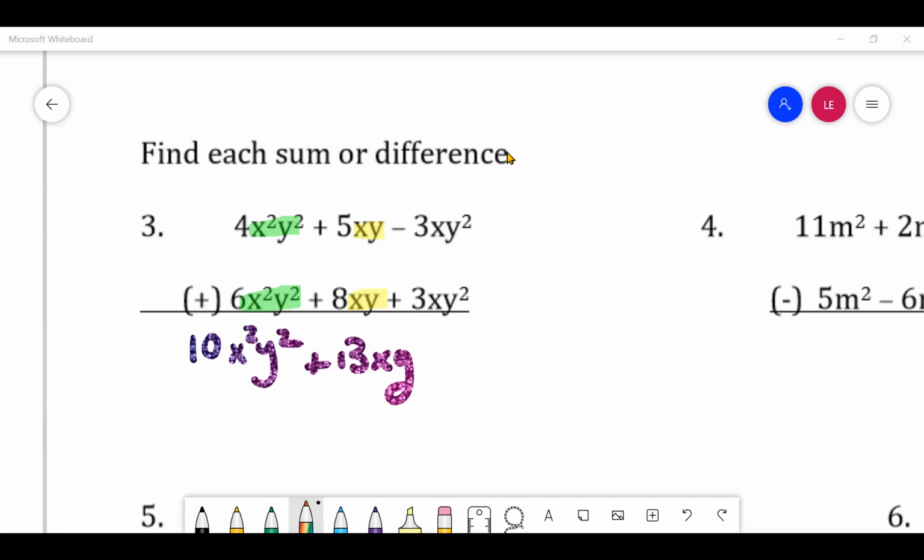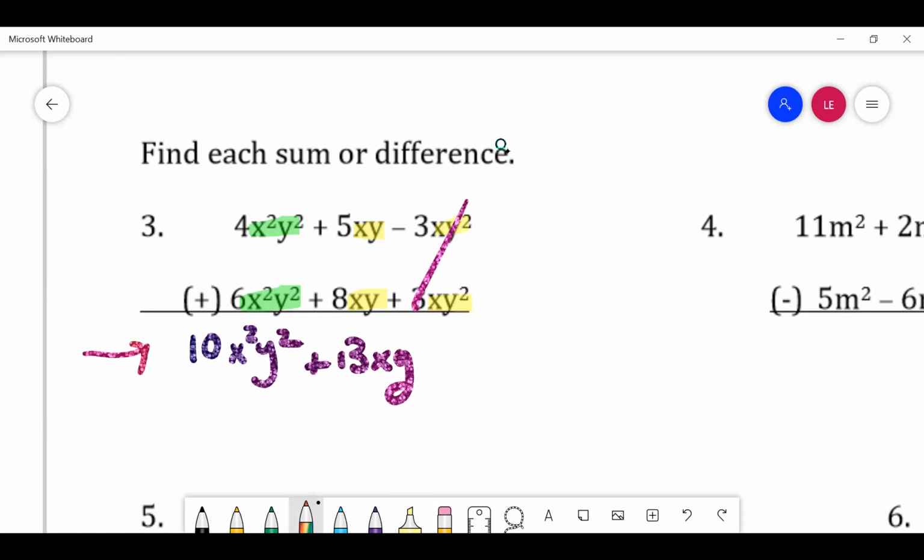And then notice that on the last one, these two here, the 3's are going to cancel out. Negative 3 plus 3, that's just 0. So you just leave it like that. So this would be the correct answer on those. It's just adding coefficients. That's it.